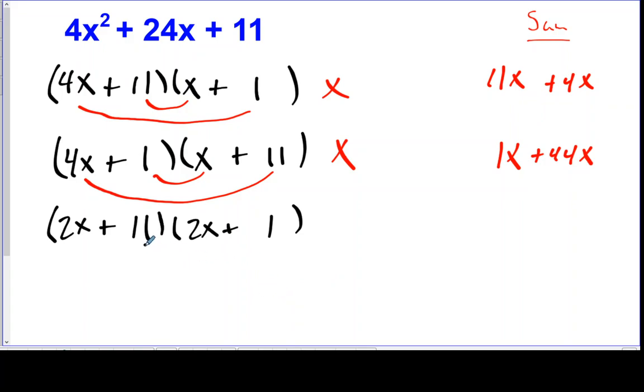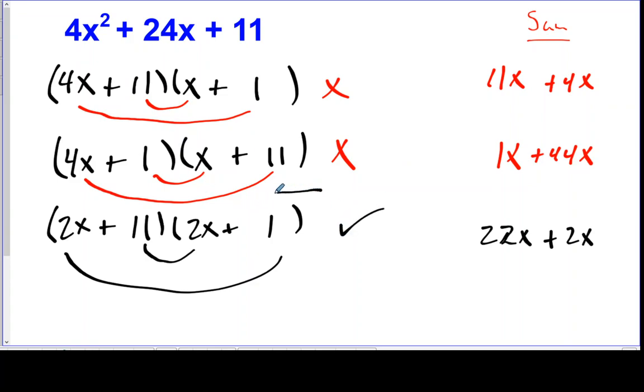What happens now? 11 times 2x is 22x. 2x times 1 gives you 2x. The sum of those two, 22 and 2, gives you the 24. So we notice then that this is our correct answer.